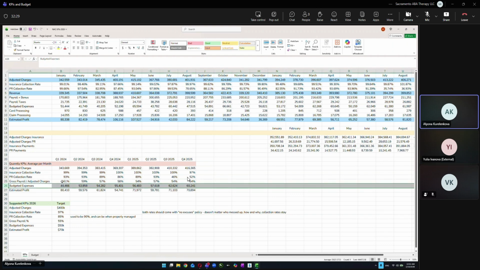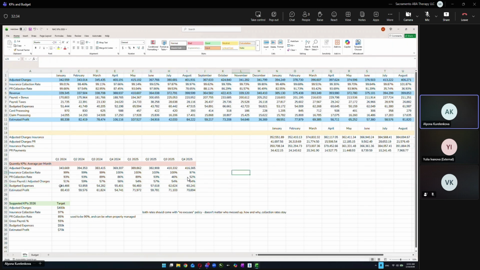Next one is budgeted expenses. I'll walk you through every item, but basically these are all the expenses that are not related to payroll or billing charges. You know how we can have a session in October and then it's getting billed in November and we're getting paid in February. Because of that, if we look at cash flow in QuickBooks, it doesn't help us because we don't really know what happened when.